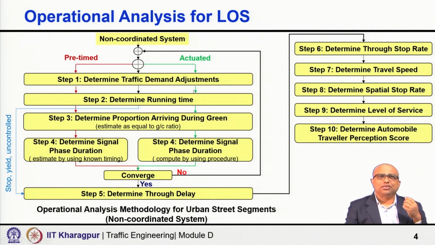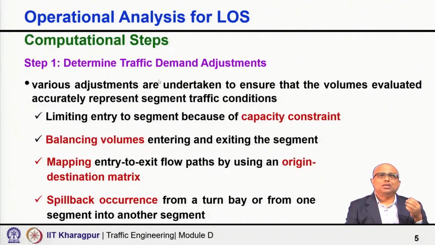So, with this background, let us go to each and every step. These are the generalized steps. Step 1 relates to determining traffic demand adjustment. What all we need to do while estimating traffic demands, what all adjustments we need to carry out. All these adjustments are undertaken to ensure that the volumes evaluated accurately represent segment traffic conditions, because there are several entries, and multiple exits may be possible.